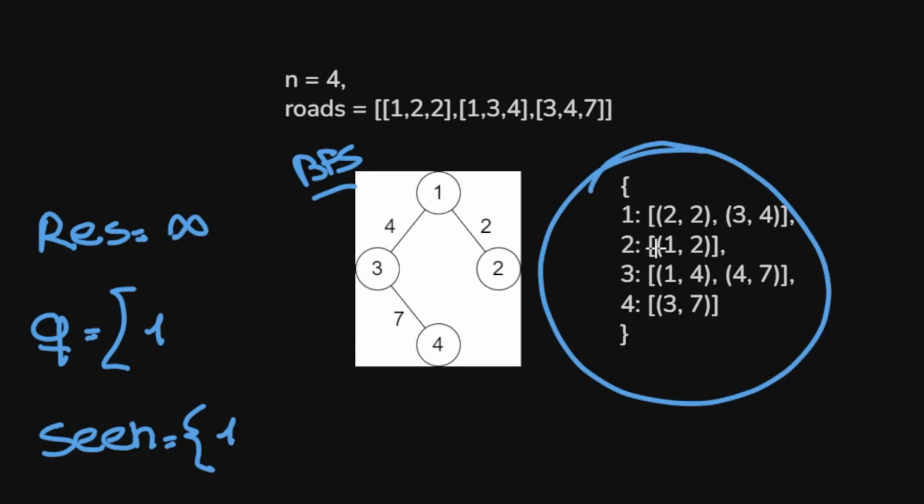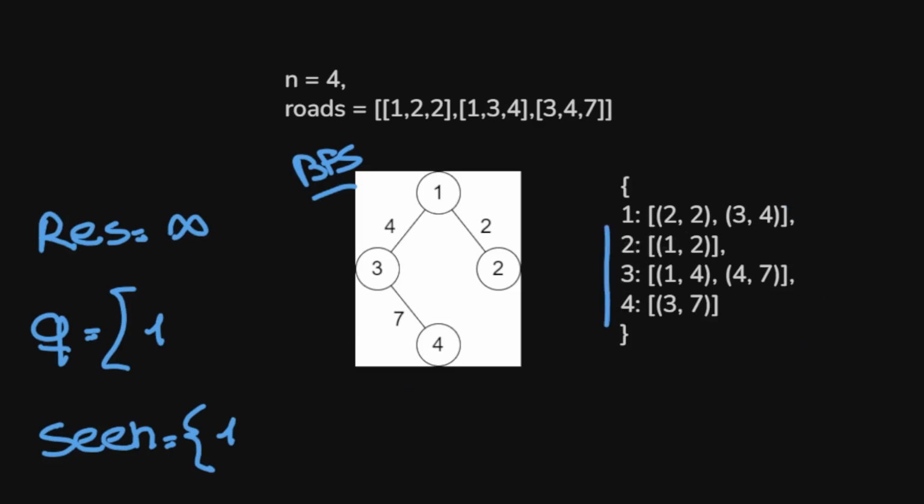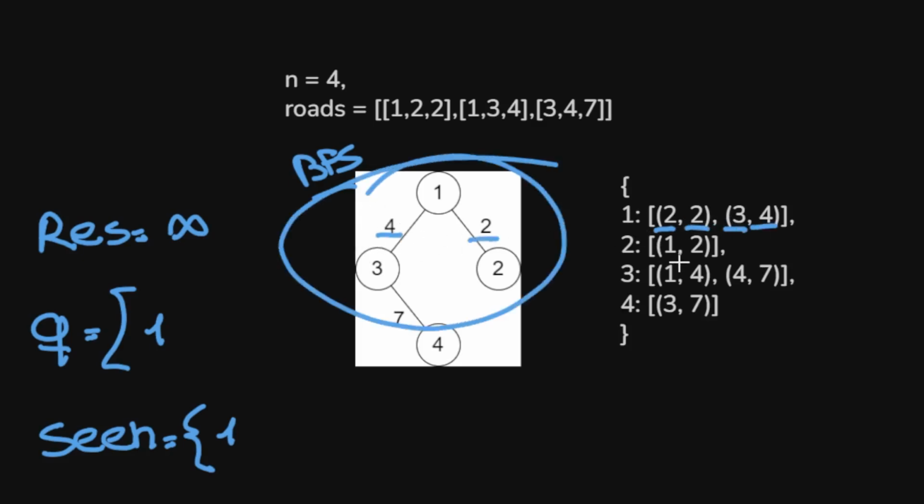In case you don't know what this is, we are using nodes as unique keys. For example, from node number 1, we can go to either node 2 or node 3. The corresponding weights are 2 and 4. Here you can see this in the visual representation.